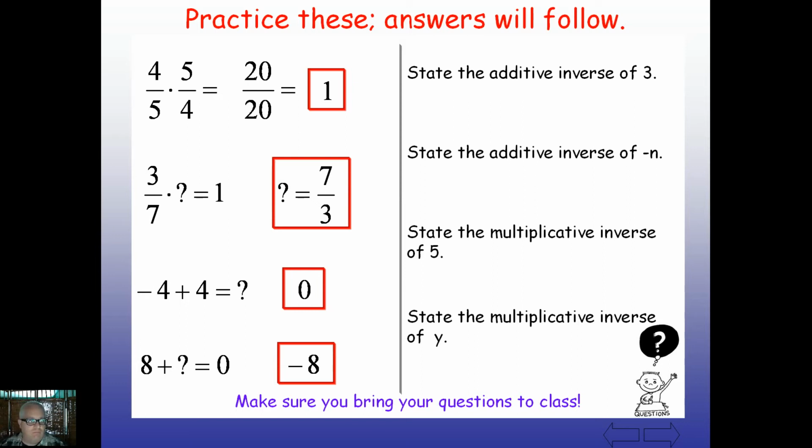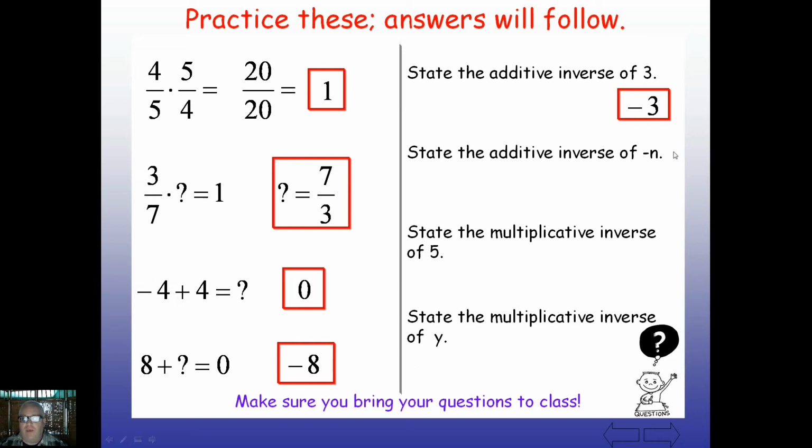All right then, there at the top, you've got state the additive inverse of 3. So that means 3 plus something gets you what answer? Well, in this case, 0. So what is the additive inverse of 3? Negative 3.